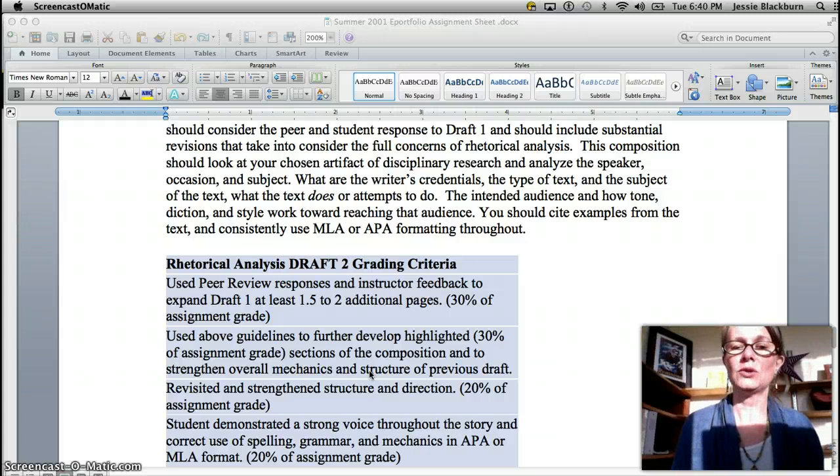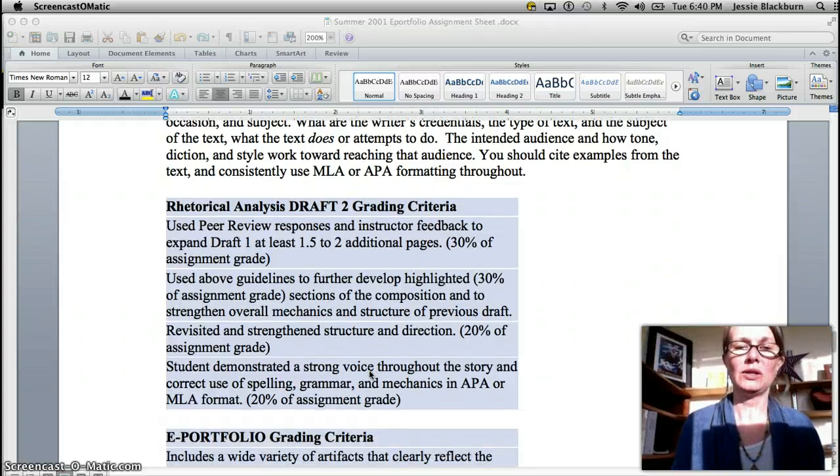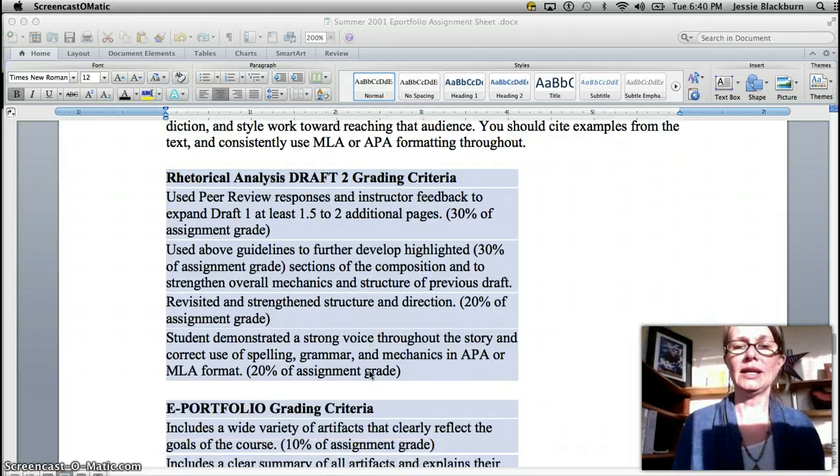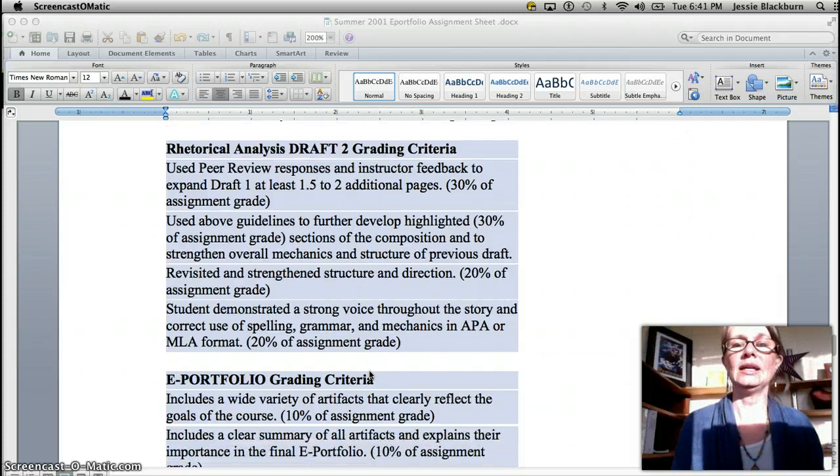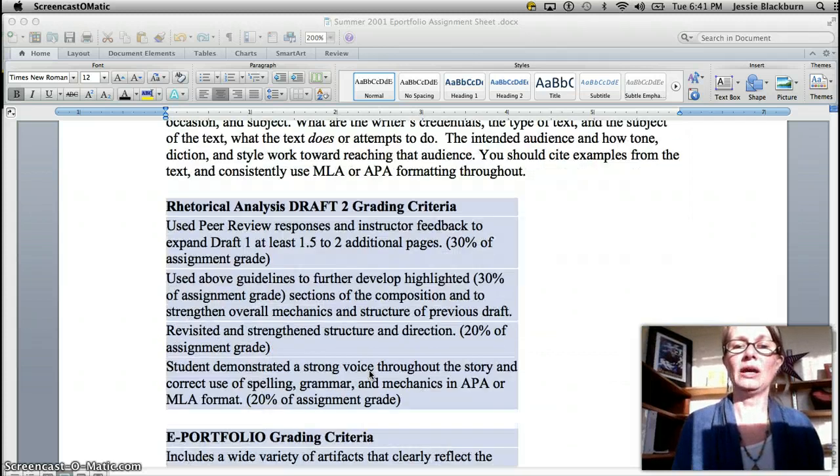Rhetorical analysis draft 2 will be graded with the following criteria: that you've used peer review to respond to instructor feedback, and you've responded to my feedback and expanded your draft by at least 1.5 to 2 pages. You've used the above guidelines to further develop the highlighted areas. You revisited and strengthened structure and direction, and you demonstrate a strong voice throughout the story and use correct spelling, grammar, and mechanics in APA or MLA format.